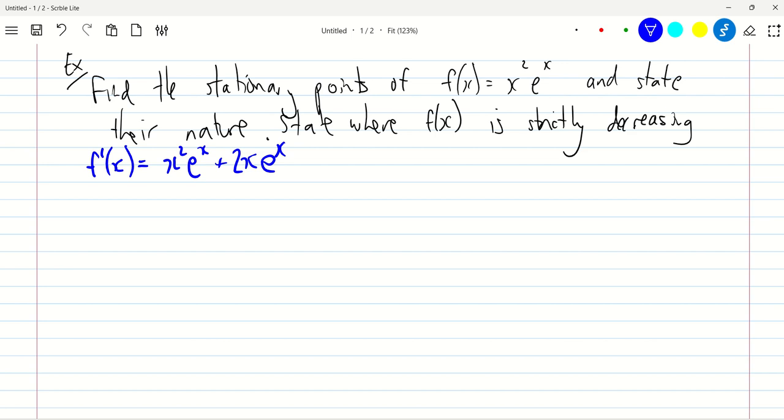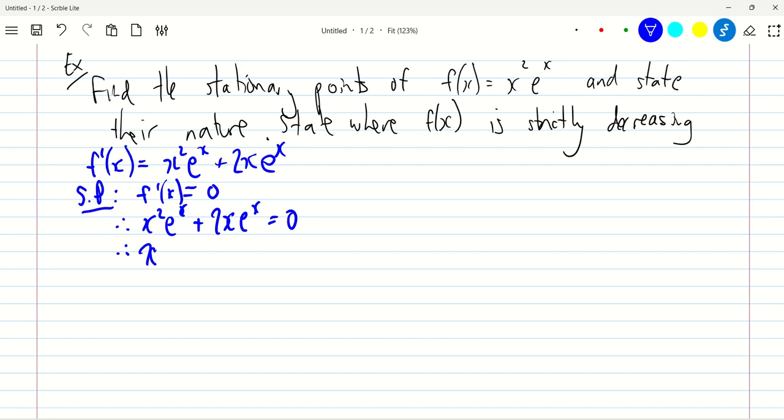Fantastic. Now I need to solve where this thing is equal to 0. So for stationary points, I want f dash of x equal to 0. We're solving that. Therefore we've got x squared e to the x plus 2x e to the x is equal to 0. Okay, so let's factorize this. There's a couple of things that we can take out here. We've got e to the x in both of those terms, and we've also got an x in both terms. So let's take those out.